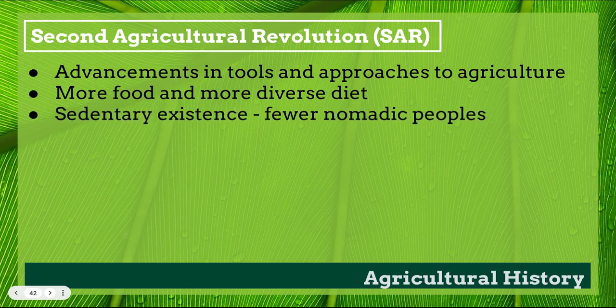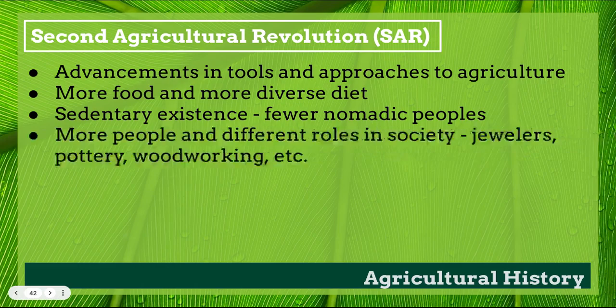We have fewer nomadic peoples, meaning people were not having to move around for food anymore. They could stay in one settled place. So you have more of a sedentary existence than ever before, and more people not having to do agriculture and being able to do other things in society in their new, more stable homes. And so you have the development of people going into different businesses in those societies, like jewelry and pottery making and woodworking and so on.